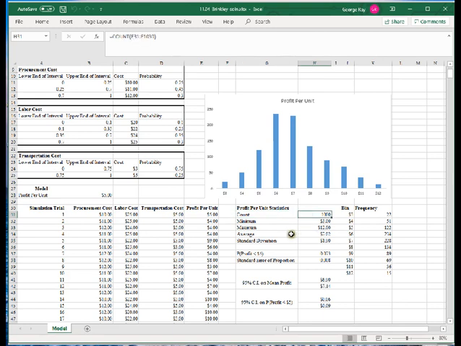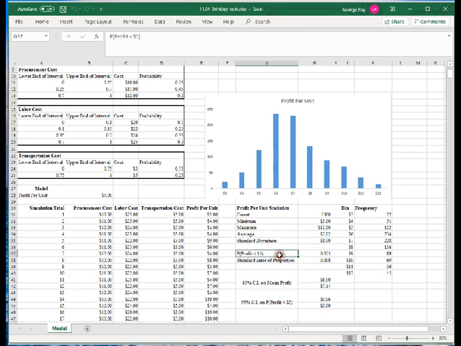Of course, our count's going to be 1,000, and we can use the count function E31 to E1030. We can get the minimum, again, the min function on that same column of profit per unit. Maximum, the max function on that same column of profit per unit. The average, or in other words, the expected profit per unit that the company will look at. Standard deviation, again, all these are standard functions in Excel.